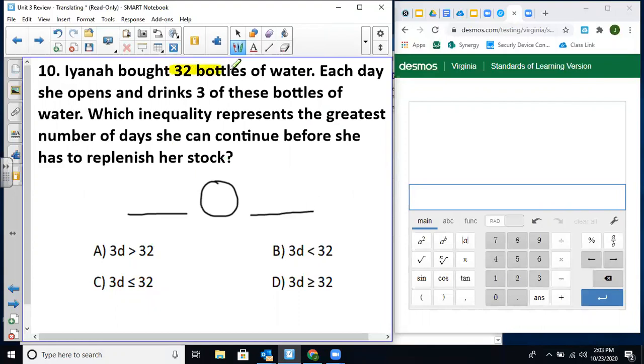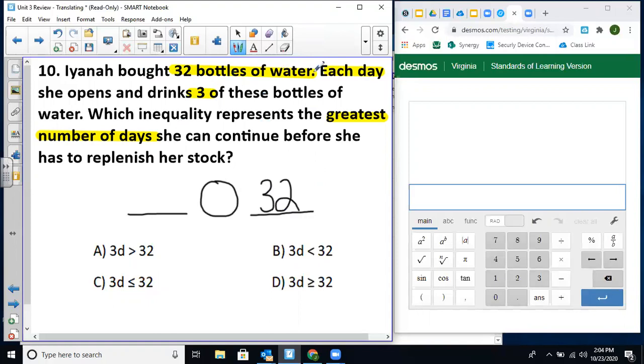So she bought 32 bottles of water. Each day, she opens and drinks 3 of these bottles of water. Which inequality represents the greatest number of days she can continue before she has to replenish her stock? All right. Now, on my right-hand side, just like an equation, we are going to put our total. So the total number of bottles that Ayana has is 32. That's how many she purchased.